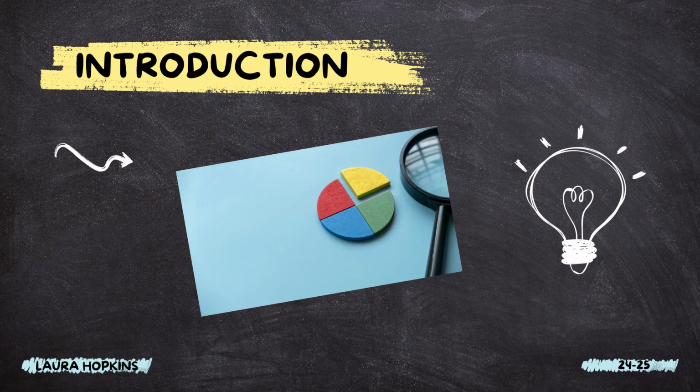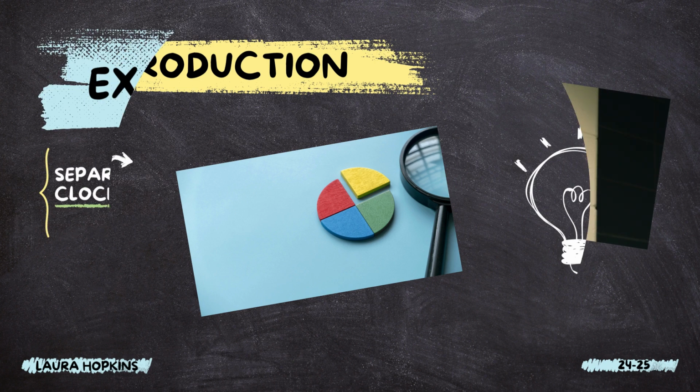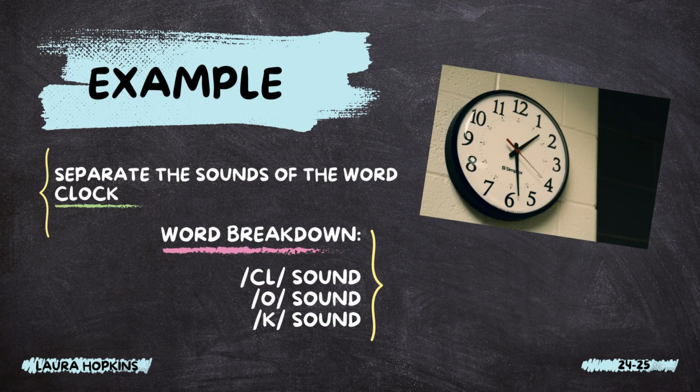In reading, when the strategy is used, segmenting is when a student can separate or break down each sound of a word. For example, when a student sees the word clock, he or she should be able to identify and say each sound separately. This means that he or she should be able to say the cl sound, the short o sound, and the k sound to another person that makes up the word clock.